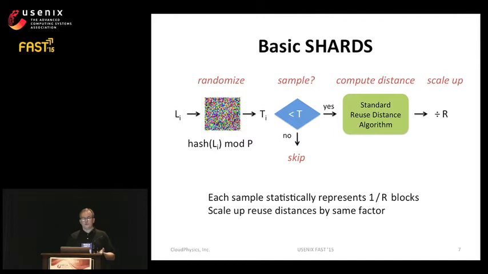Although this basic approach can reduce the time and space required to generate MRCs by orders of magnitude, it's still a bit unsatisfying in two ways. First, the required space grows slowly, but it's not bounded, making it hard to use in very memory-constrained environments. Second, choosing an appropriate sampling rate can be challenging. The accuracy versus overhead trade-off is hard to evaluate, especially in online systems.